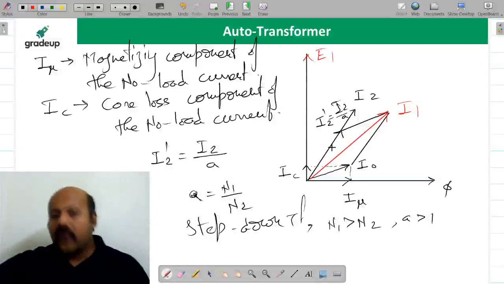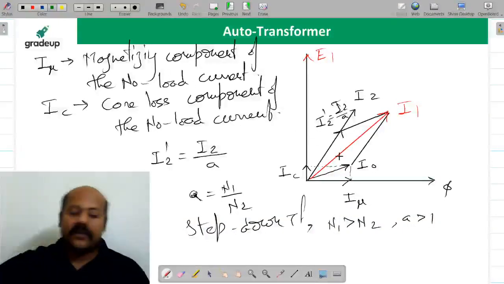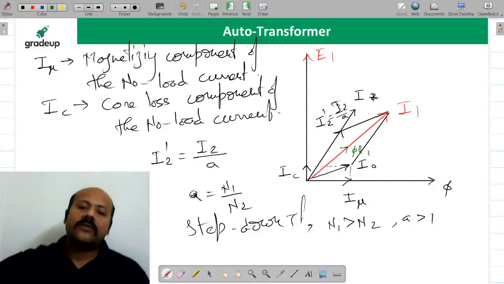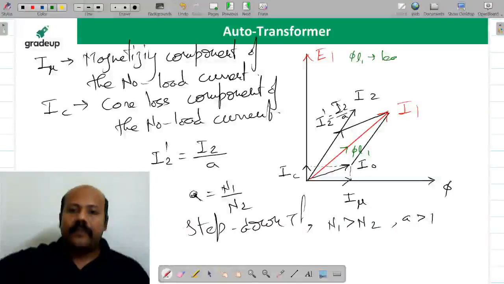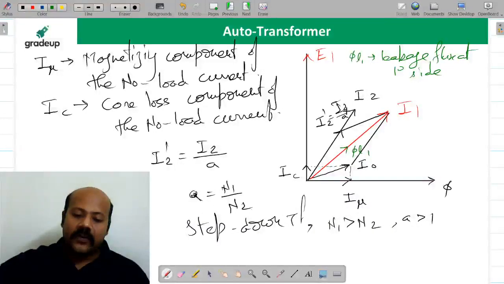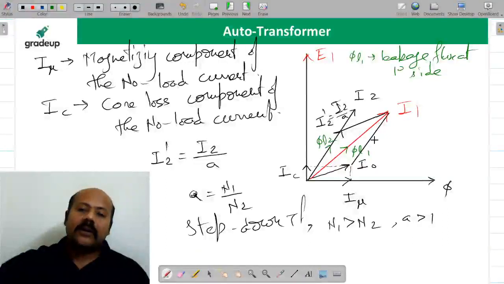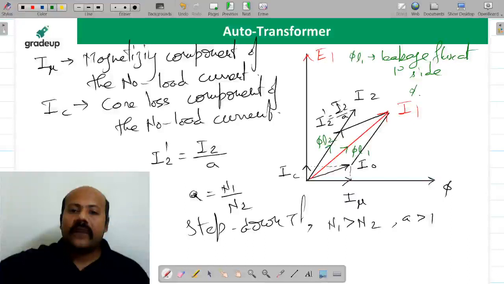Now let us see how we are going to model the leakage flux. At the primary side, suppose this is phi L1. What is phi L1? Leakage flux at the primary side. Similarly, we are going to write in the direction of I2 the leakage flux at the secondary side, that is phi L2. Now we are going to model these fluxes in terms of reactances.